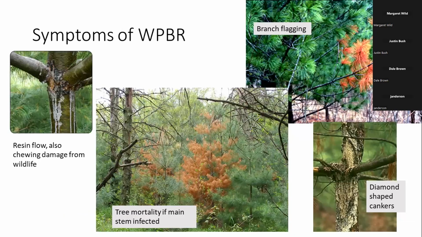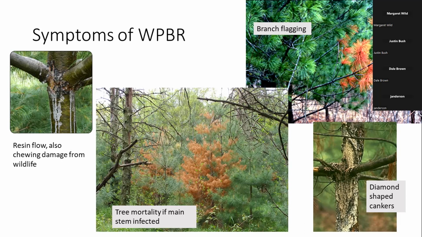And here are some symptoms of white pine blister rust on the pine host. You'll see branch flagging, and if you look closer at those branches, then you'll see cankering on those branches. That's restricting the water flow and nutrients to the branch so it dies.